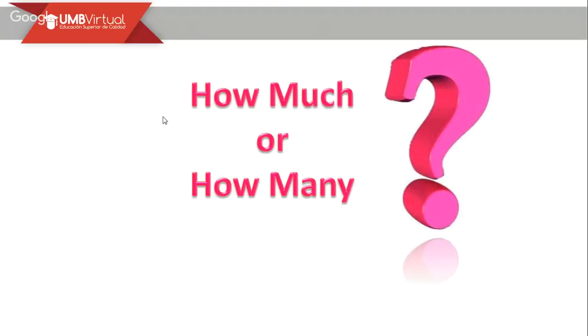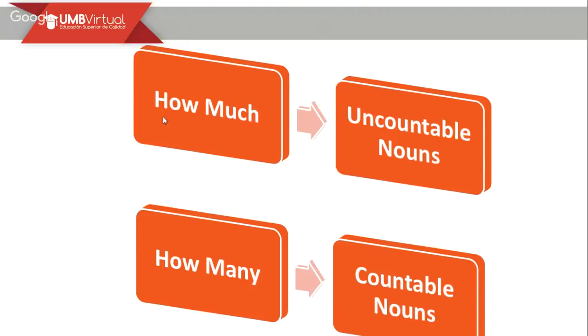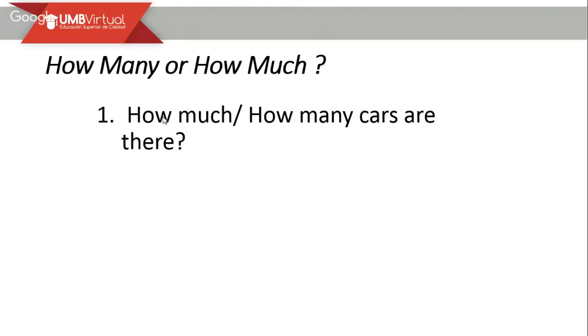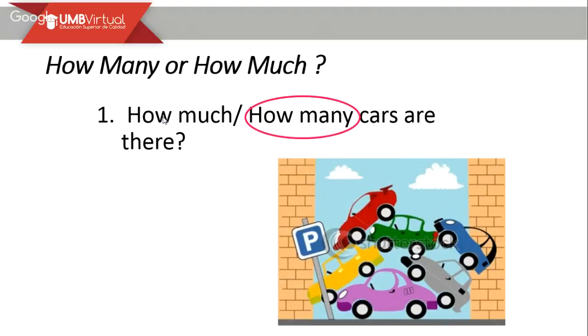All right. Now let's continue with the use of how much and how many. How much is used for uncountable nouns and how many for countable nouns. So let's see. How much or how many cars are there? What do you think is the correct option? How many cars are there? Why? Because cars are plural. This word itself means that. So, there are 6 cars.